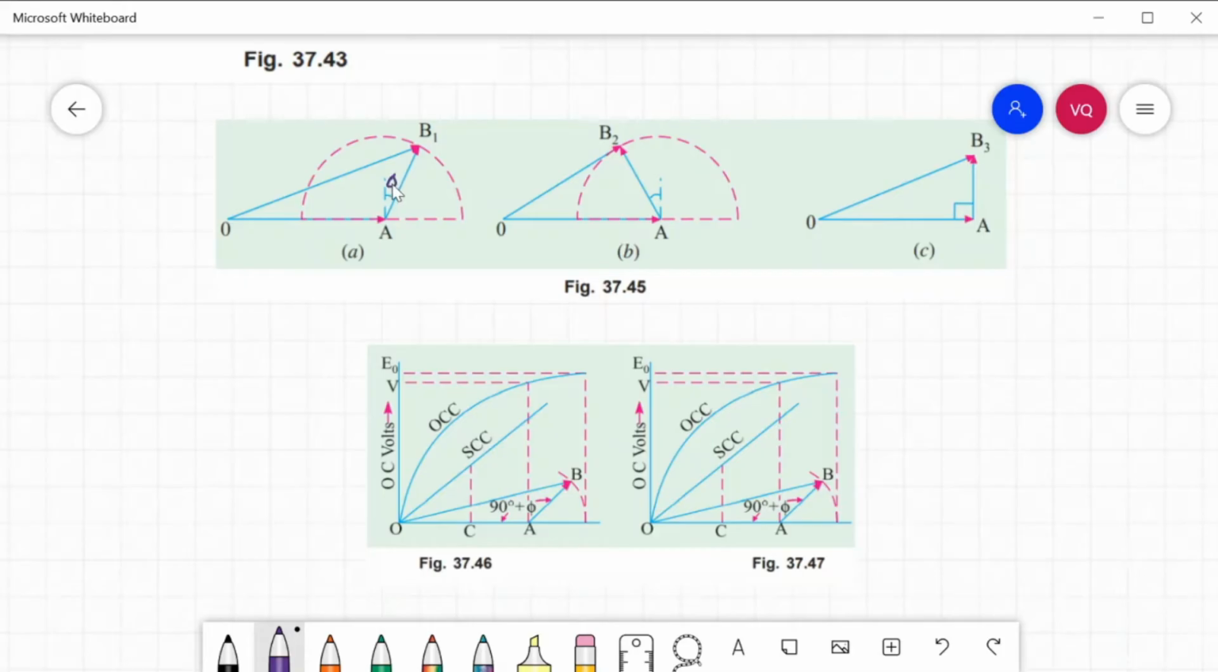This is your power factor angle and 90 degrees for lagging. For leading, this is theta, and this is your 90 degrees. For unity, only the 90 is there.